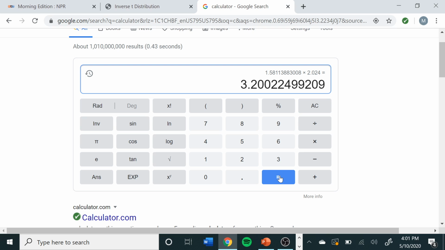All right, so remember what we're going to do is take the difference in means, which is 10. We're going to add this to it, right? So that's going to give us 13.200. That's the upper limit. And then we're going to subtract that from 10.